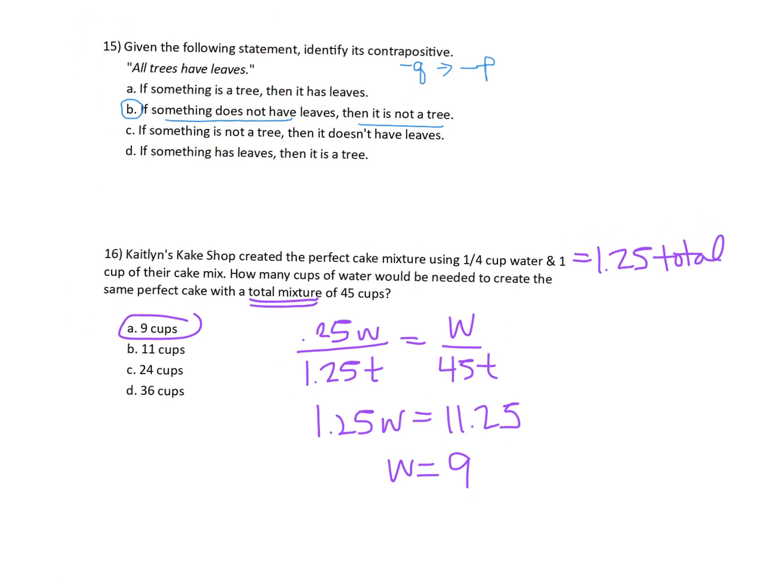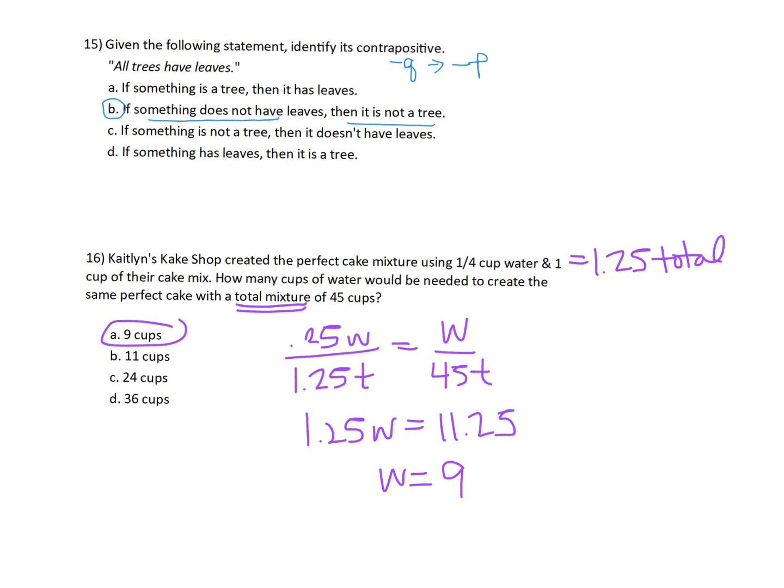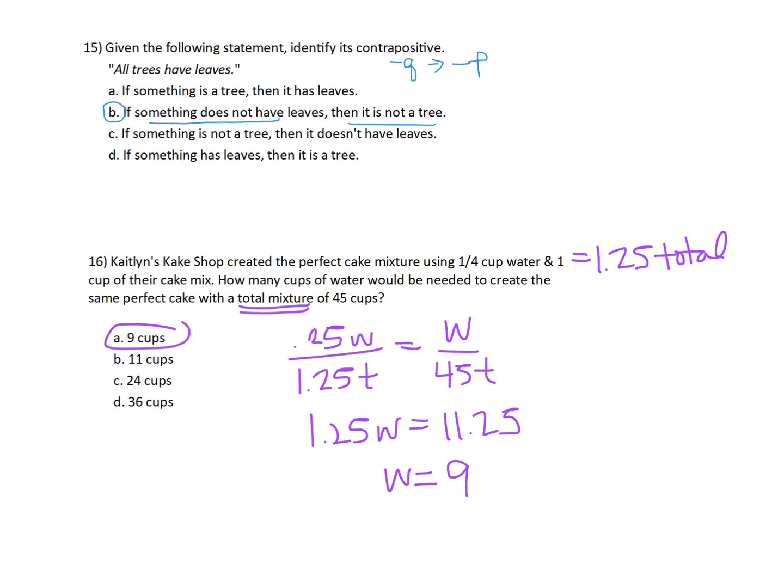Number 16, last one on this page. This is a proportion problem here. The tricky part is that it wants a total mixture of 45 cups. So you actually have to add the quarter cup of cake mixture and quarter cup of water to 1 cup of cake mix to end up with a 1 1/4 cup mixture. So a quarter cup of water ends up with 1 1/4 cup total. So how much water are we going to need with 45 cups total?